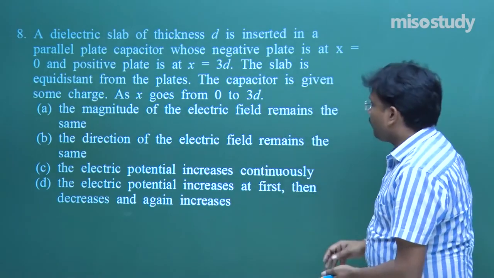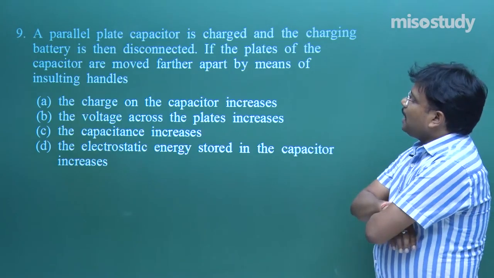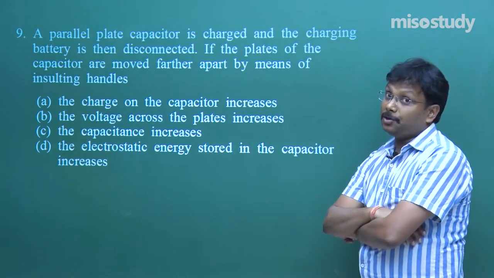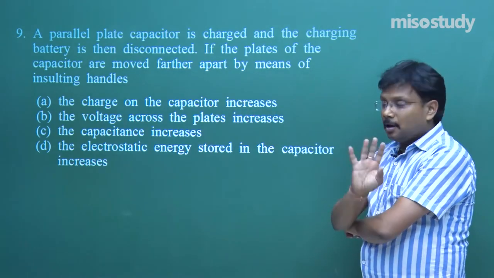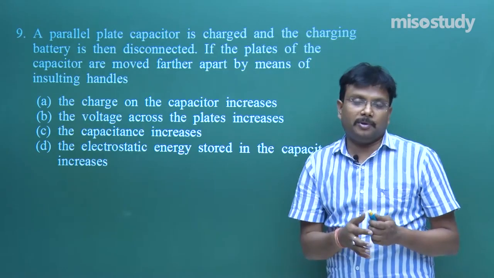So, now let us move ahead with question number 9. A parallel plate capacitor is charged and the charging battery is then disconnected. Now, there are two possibilities. Forget about this question right now, listen about those possibilities.